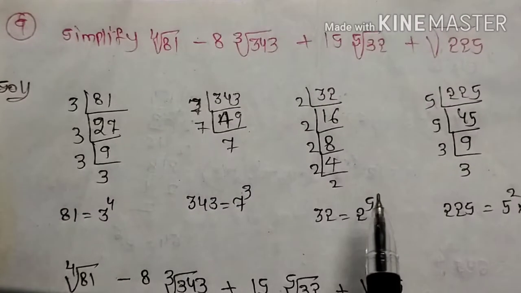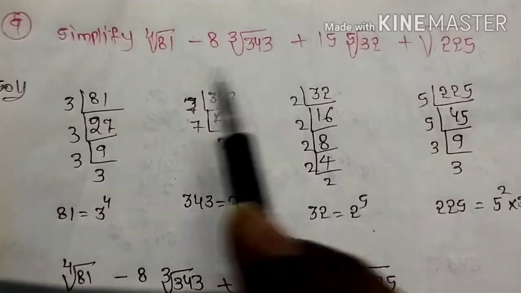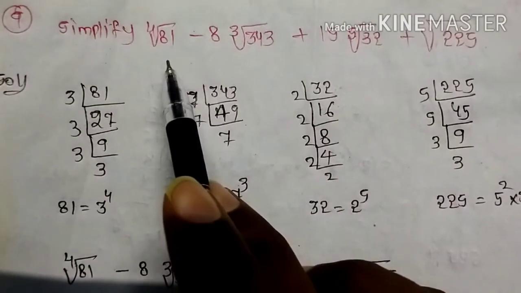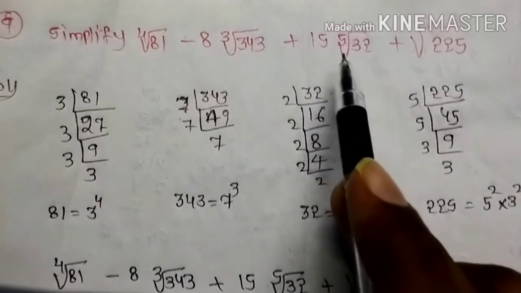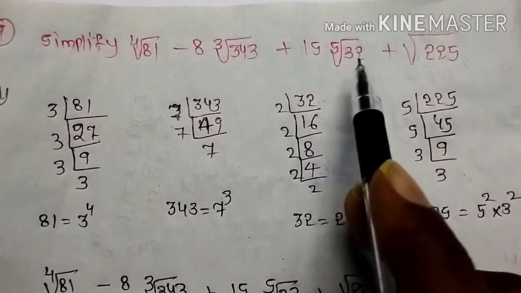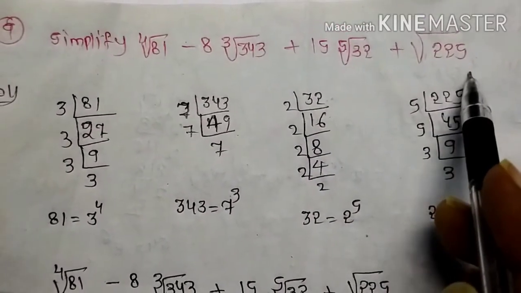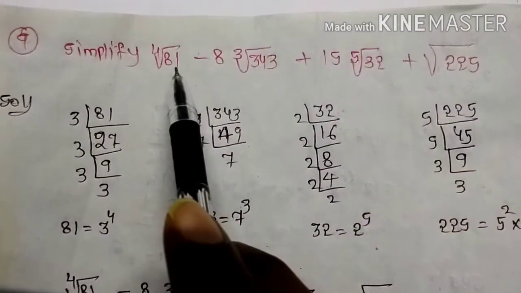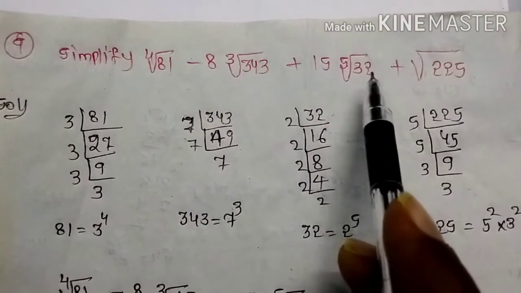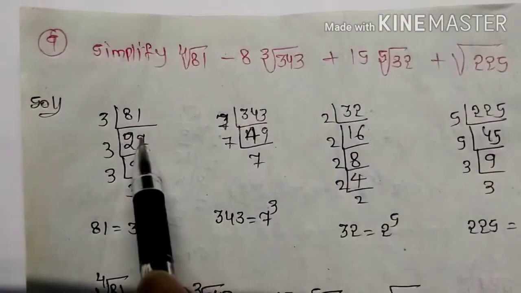Now you can see here another problem. Exercise 1.4 question number 9. Simplify 4th root of 81 minus 8 into cube root of 343 plus 15 into 5th root of 32 plus square root of 225. First you can find the prime factorization of these numbers. You need to find 81, 343, 32 and 225. You know how to find them.